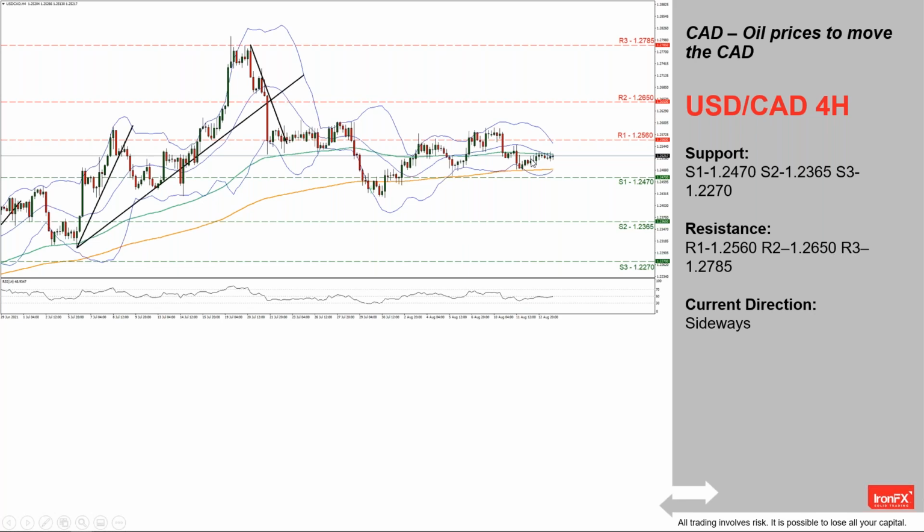Now, moving to the specific levels noted, to the downside would be the 1.247 first. Second would be the 1.2365, and lower than that the 1.2270. To the upside, we would highlight the 1.2560, higher than that the 1.2650, and even higher the 1.2785, which also marks the highest point of our chart for the period around the 20th of July.